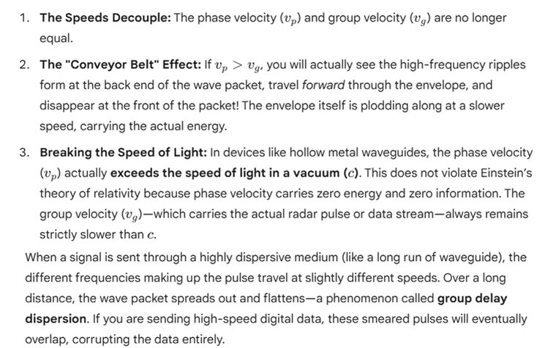When a signal is sent through a highly dispersive medium, like a long run of waveguide, the different frequencies making up the pulse travel at slightly different speeds. Over a long distance, the wave packet spreads out and flattens, a phenomenon called group delay dispersion. If you are sending high-speed digital data, these smeared pulses will eventually overlap, corrupting the data entirely.